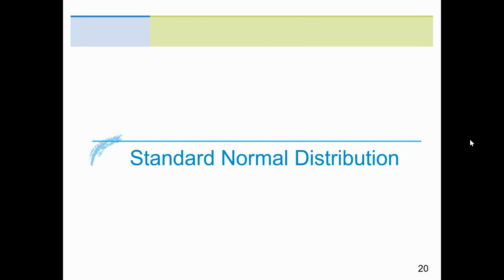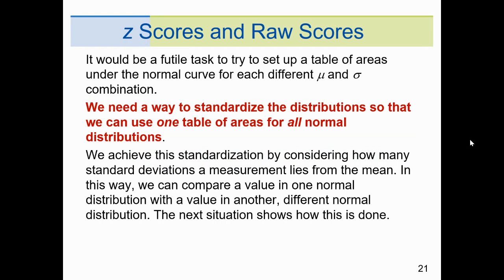All right, standard normal. We get into it now. It'd be a futile task to try to set up a table under the normal curve for each different combination of mu and sigma. Right now, as I said before, we're going to be working with means of 0 and standard deviations of 1. As soon as we move to section 6.3, that's going to change. Now, I can't have a table. My calculator can do it, but sometimes we have to use the table. I can't have a table for every combination of means and standard deviations.